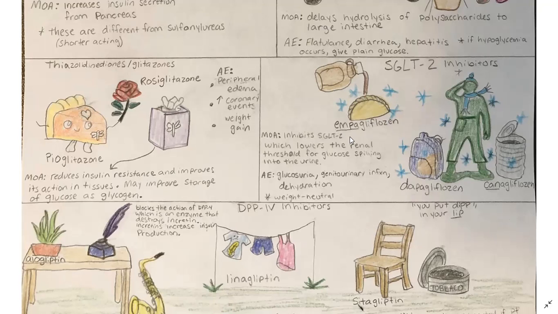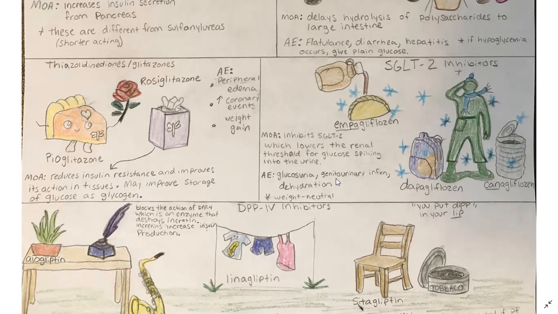So all of these inhibit SGLT2, which lowers the renal threshold for glucose spilling into the urine. So basically what's happening here is you have all this excess blood sugar, and it's just going to be eliminated through the kidneys, through your urine, to try and get rid of it. And so adverse effects are glucosuria. So basically you have so much sugar in your urine that it's becoming like syrup, which is why we have someone putting syrup on their empanada, because, like I said, your urine is just like syrup.